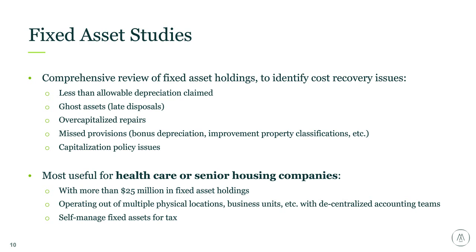The beauty of fixed asset studies is that the results can be applied to a current year or future tax returns through an automatic accounting method change. But the benefit compared to the tangible property regulations is that there's no 5-year waiting period. So we can do this on one year, and then we can do it on the following year just as long as it doesn't involve the same exact assets. Fixed asset studies are most useful for healthcare or senior housing companies, generally speaking, with $25 million or more in fixed assets, and also those that self-manage their fixed assets from numerous decentralized locations. When multiple locations or people are involved, the consistency across the company's entire fixed asset schedule can sometimes be inconsistent from a tax perspective.